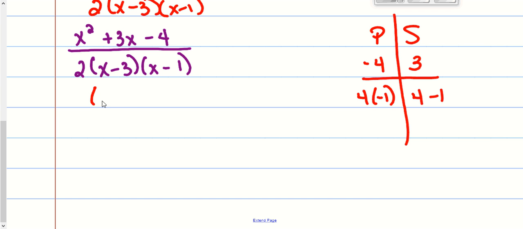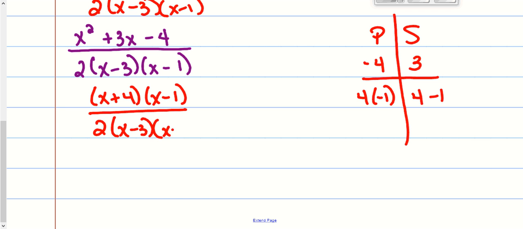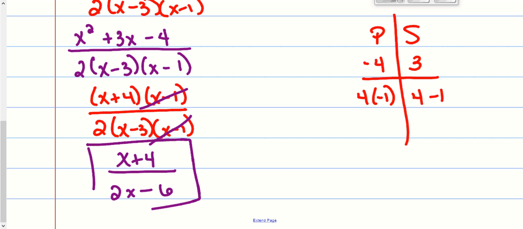So let's see, we have x plus 4 and x minus 1 over, this is why we haven't multiplied out the bottom yet, 2 times x minus 3 times x minus 1. Now, these x minus 1's cancel, and we're left with x plus 4 over, we can go ahead and distribute that, 2x minus 6. And there you go.